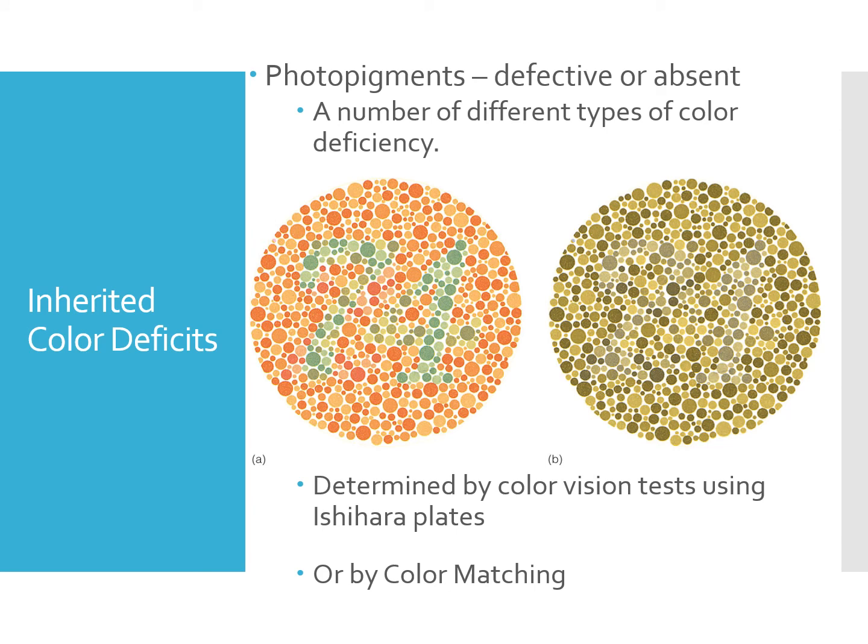When we are talking about inherited color deficits, what's happening there is that we have those photopigments, if you remember, that make up the different photopigments in rods and the different photopigments in the different kinds of cones, and for some of us, those are either defective or absent. And there are a number of different kinds of color deficiency. We determine a person's color vision abilities by using color vision tests. One is the Ishihara plates that I'm showing here.